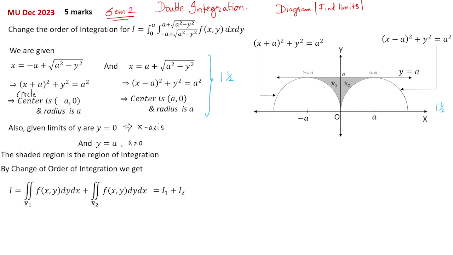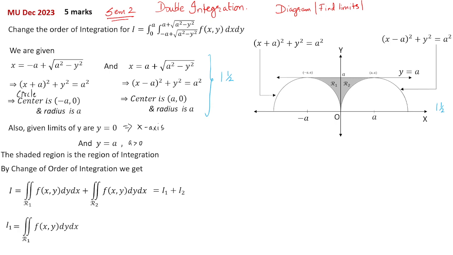R1 is the region on the left of the y-axis, and R2 is the region on the right of the y-axis. So we now go for the further calculation of the limits.